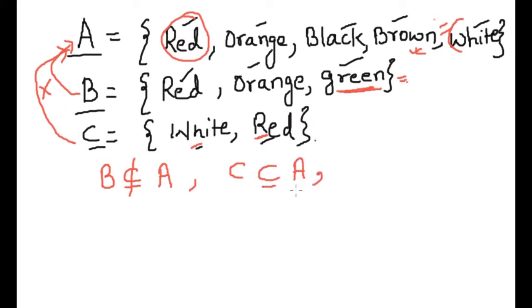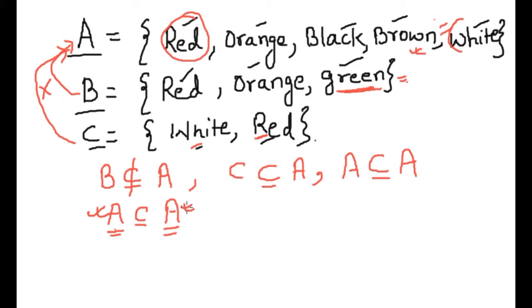Can we say A is a subset of A? Yes. A is also a subset of A. Every set is a subset of itself, because all elements of A are available in all elements of A. This is the rule of subset and it completes here.